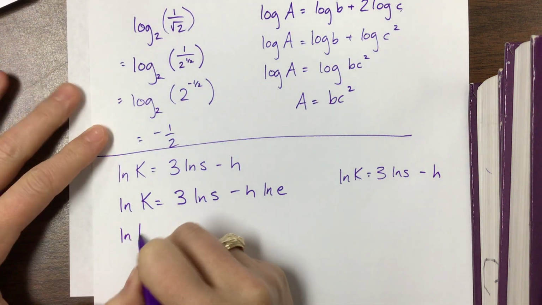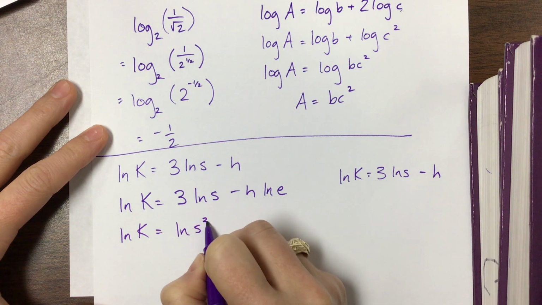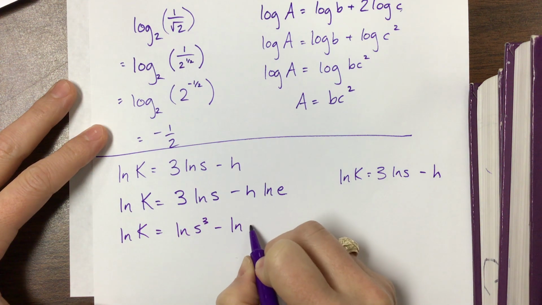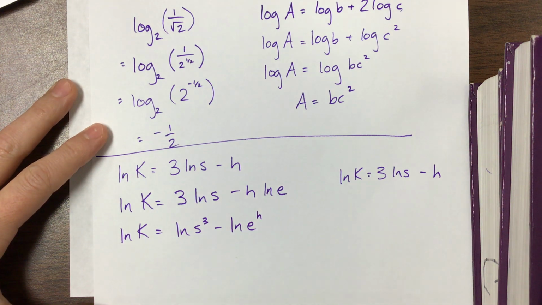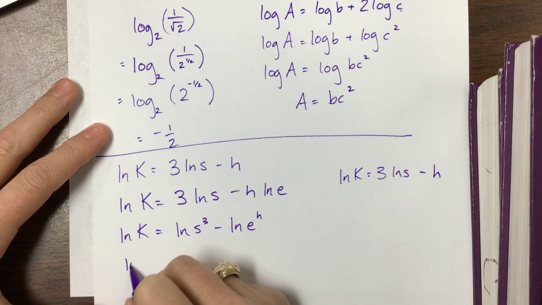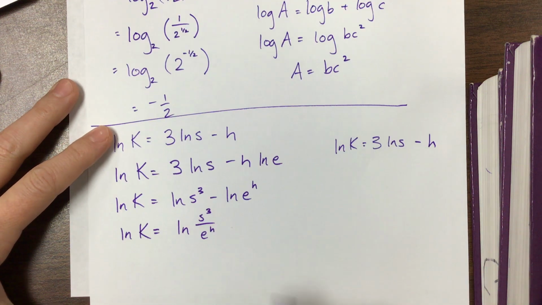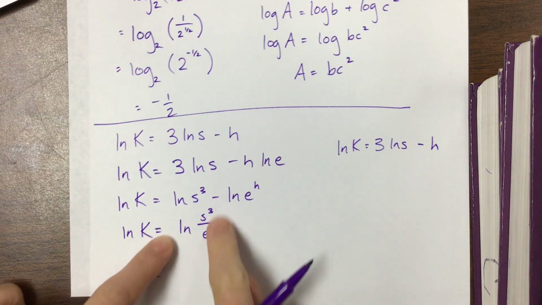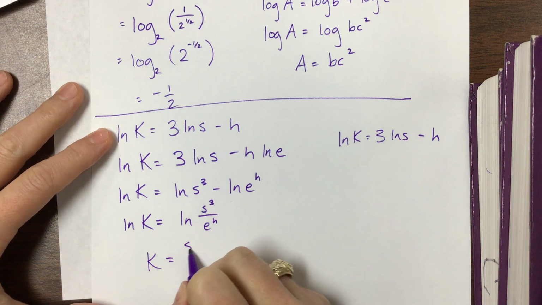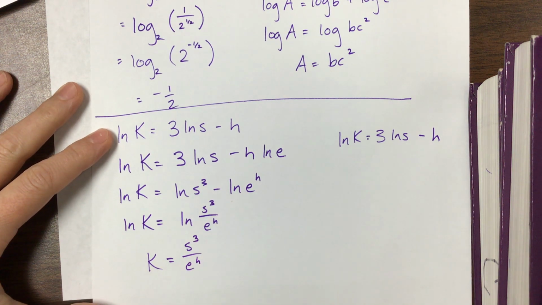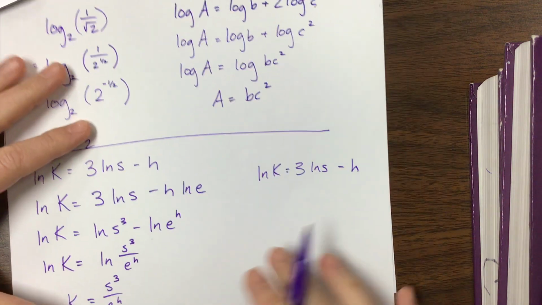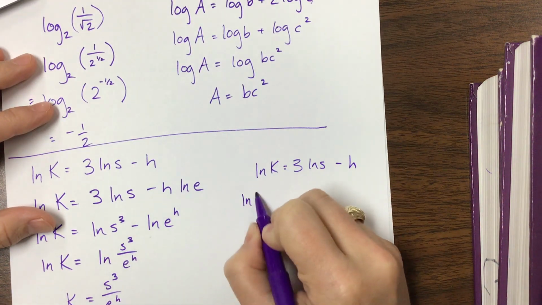So I can say the natural log of K is equal to the natural log of S cubed minus the natural log of E to the H. I can make that division, and so the natural log of K is equal to the natural log of S cubed divided by E to the H. Since they both have natural log of something, those somethings have to be equal. This is K is equal to S cubed over E to the H. So this is a variable, this is a variable, but that is not. That's that 2.7-ish.